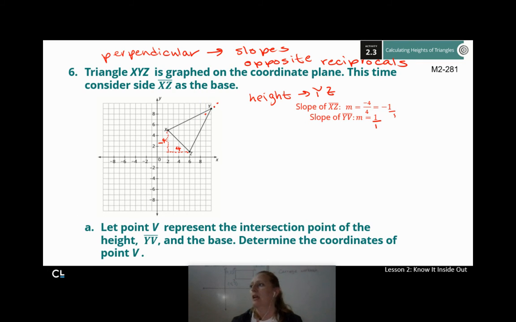Okay. So I'm going to go up 1 over 1, and of course I can go backwards. 1, 1, 1, 1, 1, 1. Check it out. We found where my height should hit my base. This height right here should make a right angle with my base. You can call that point V if you like. It does say to determine the coordinates of V, so we should write down what the coordinates are. It looks like V is at 4, 3.